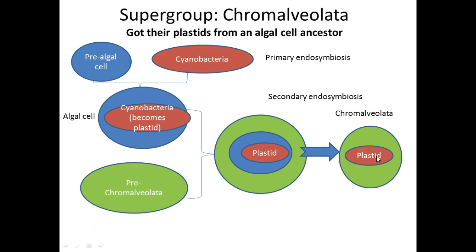And again, what evidence do they have? Well, it's molecular evidence, right? There are components in this plastid that are more closely related to an algal cell than to the cyanobacteria, but also components of the cyanobacteria are there. So they believe it went this route: cyanobacteria engulfed by an algal cell, then engulfed by these guys.